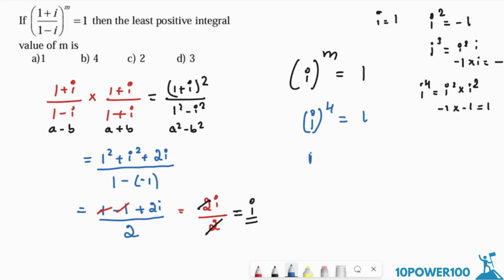So the answer is, what is the m value? The m value is equal to 4. 4 is the correct answer. Option B, 4 is the right answer.